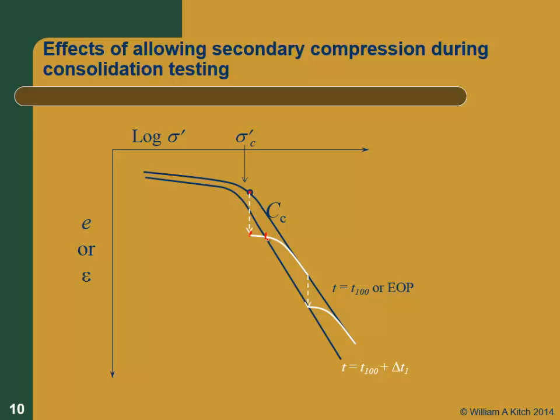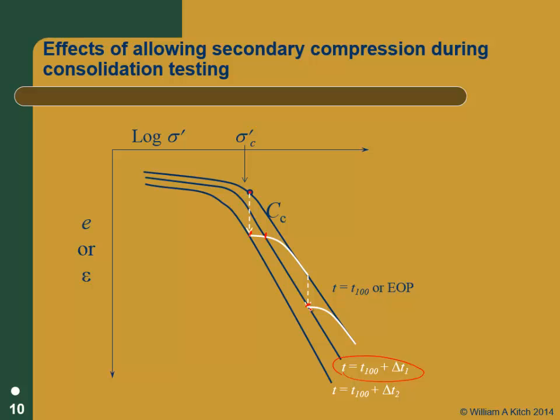Anyway, if I let every specimen, every load increment go past primary by some amount, I'm going to get an E-log P curve that's got more deformation in it than the primary E-log P curve is. And if I let them go even longer than that, I'm going to get another one like that.